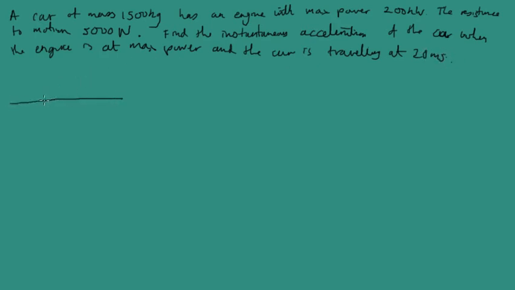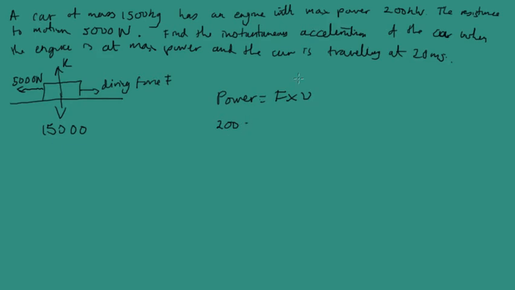So again, we do our force diagram. So we've got our weight down here, we've got R. We've got our 5,000 newtons of resistance, and we've got the driving force, and we'll call that F. So we know power is the driving force times the speed. And we've got our power here of 200,000 watts, and we don't know our driving force, and the speed is 20. So F is going to be 10,000 newtons.